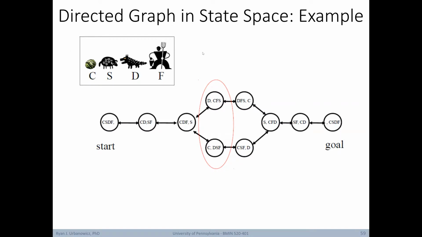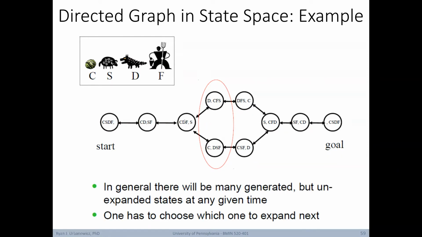Now let's go back to this idea of expansion of nodes while conducting search. Here we have that example problem of the cabbage, sheep, wolf, and man trying to cross a river. And we show a simple example of state transitions trying to get from the initial state to the goal. In general, during the search process, there will be many generated but unexpanded states at any given time. In other words, starting from this node, do we first expand here or do we first expand here? So one has to choose which node to expand next.